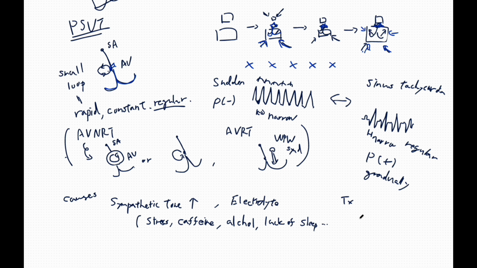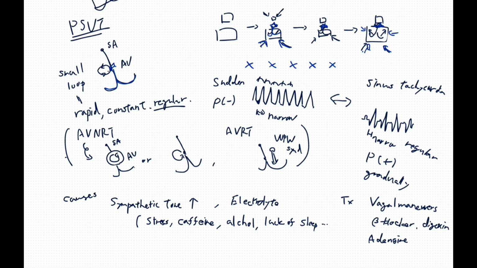PSVT is treated by slowing or interrupting AV node conduction. Vagal maneuvers are often tried first because they increase vagal tone and reduce AV node activity in a simple and non-invasive way. If this is not effective, medications such as beta blockers or digoxin can be used to suppress AV node conduction. Adenosine plays a special role. It transiently blocks conduction through the AV node, which can abruptly terminate PSVT. Adenosine is also useful diagnostically, especially in regular narrow QRS tachycardia.